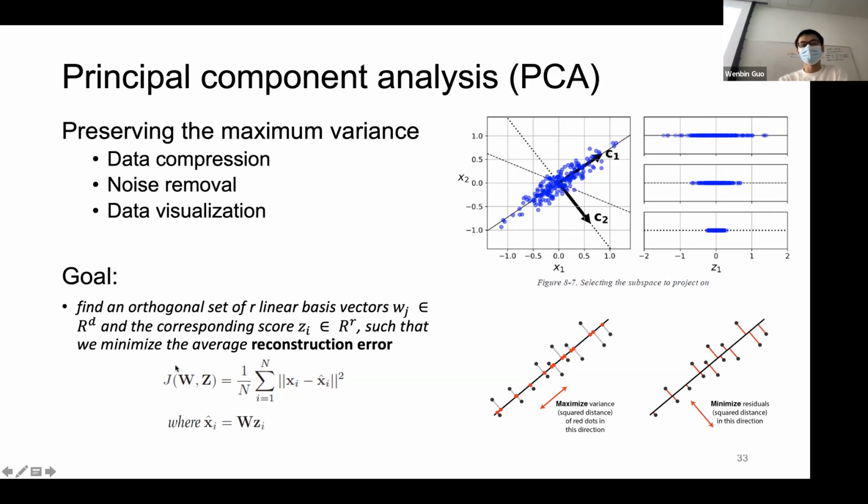So basically, we want to minimize this function, where xi is the i-th sample, which is the original data, and xi hat is the projected data. The difference between those two is the reconstruction error, so we want to minimize that.